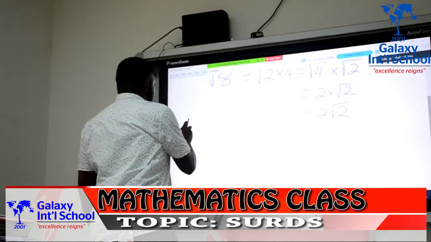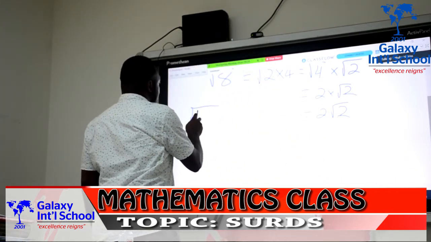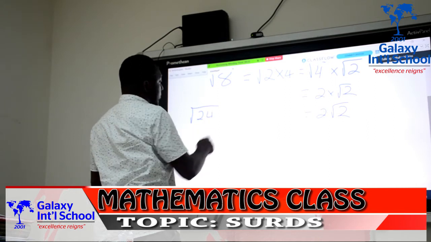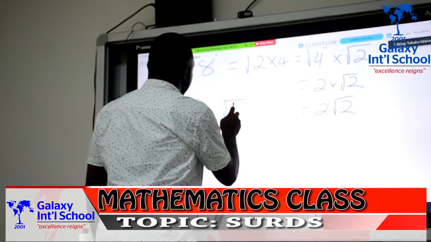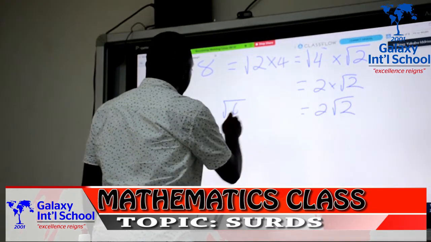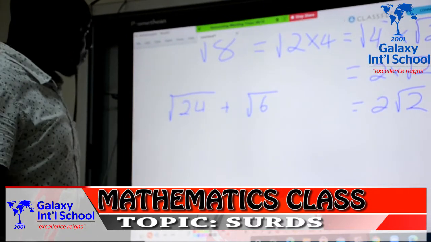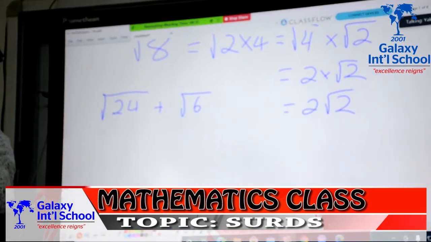So let's solve this example here. We have the square root of 24 plus, let's say, root 6. Okay? Square root of 24 plus root 6.